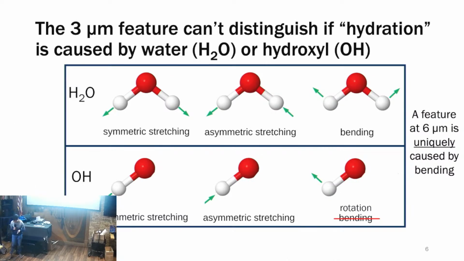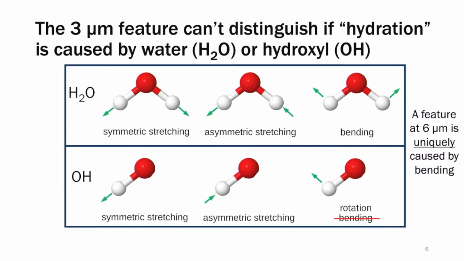The issue with this particular absorption band in the spectrum is that it can't distinguish if the hydration is caused by molecular water, H2O, or hydroxyl or some type of hydroxyl species, OH. The feature is caused by the symmetric and asymmetric stretching of the OH bond in a molecule. And for those of you who didn't pass chemistry like I didn't, this is a nice diagram to show you: symmetric stretching is when they both move the same way. Asymmetric is when they move different ways. And so the 3 micron band can't distinguish between those two.